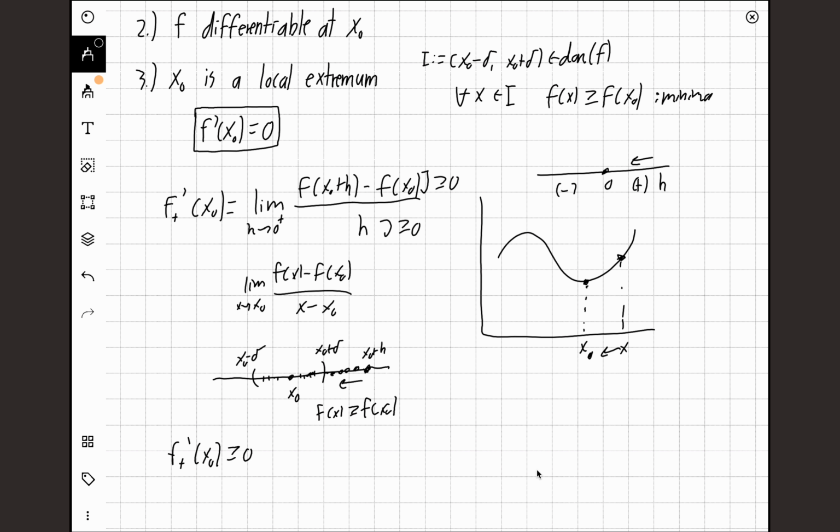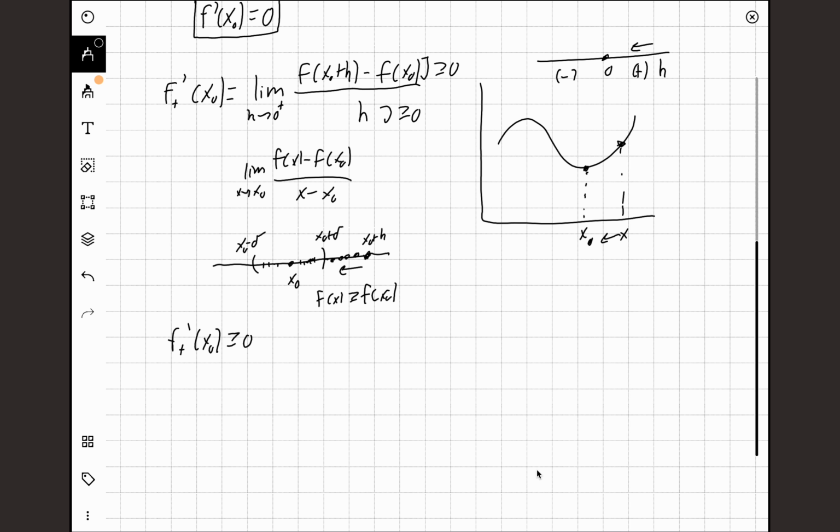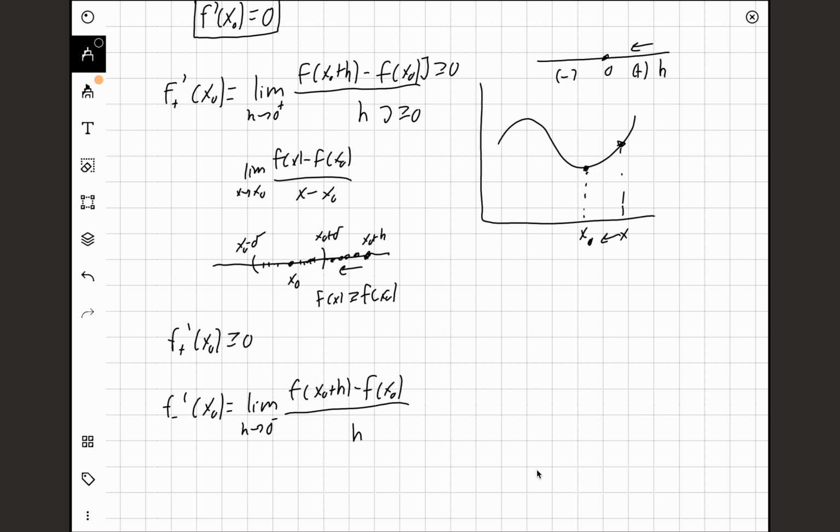And now, you can probably guess what's going to happen. Now we're going to look at the left derivative, f minus prime of x0, which equals the limit as h goes to 0 from below of f of x0 plus h minus f of x0, over h. And now, what can we say about h? If we look at our graph over here, this time h will be negative.